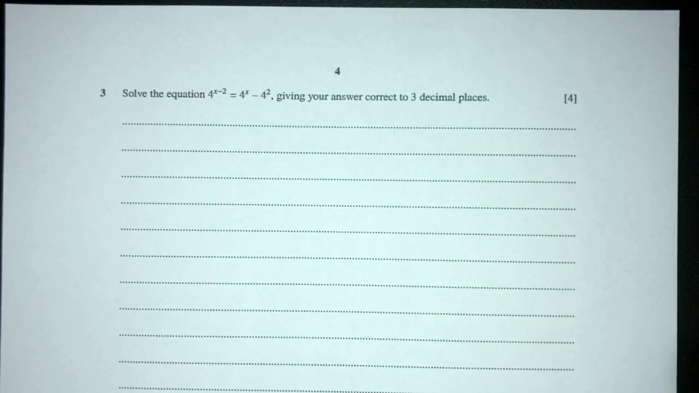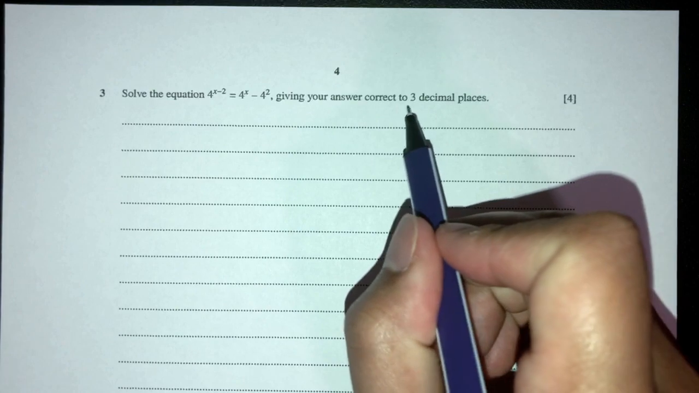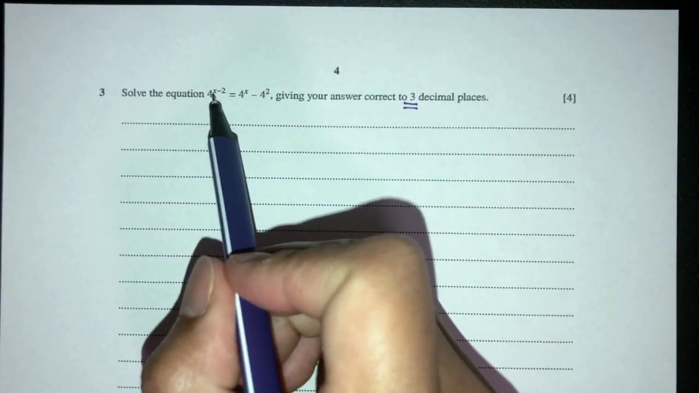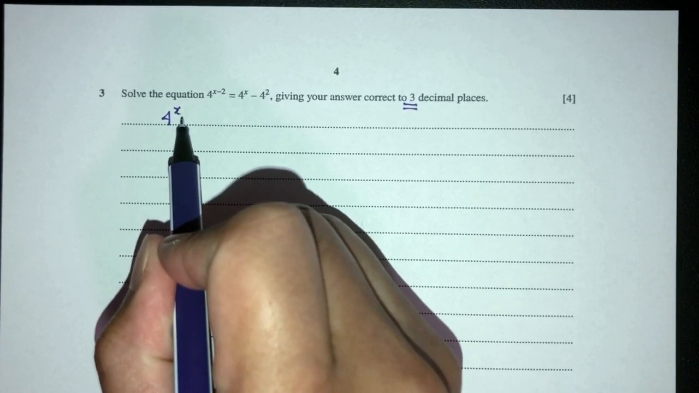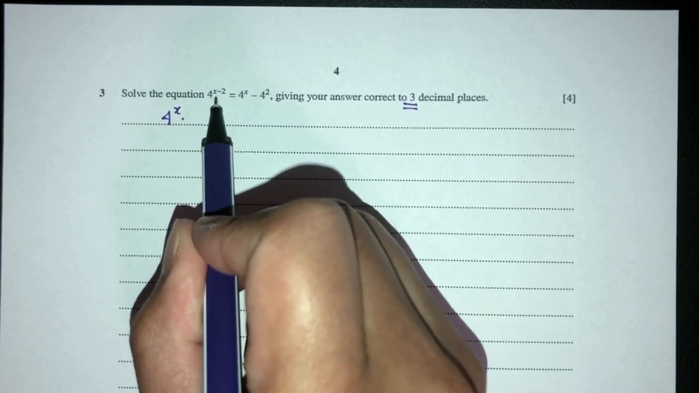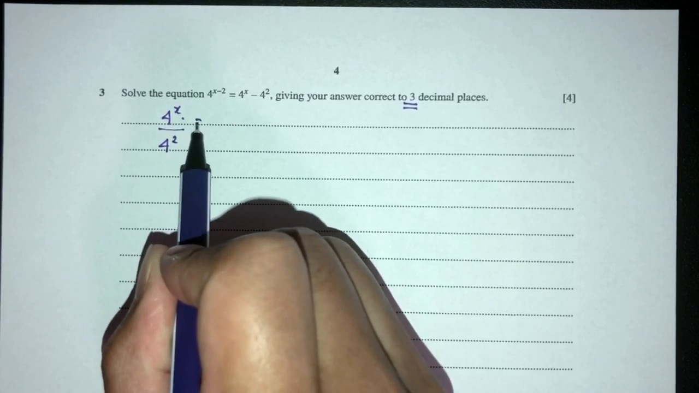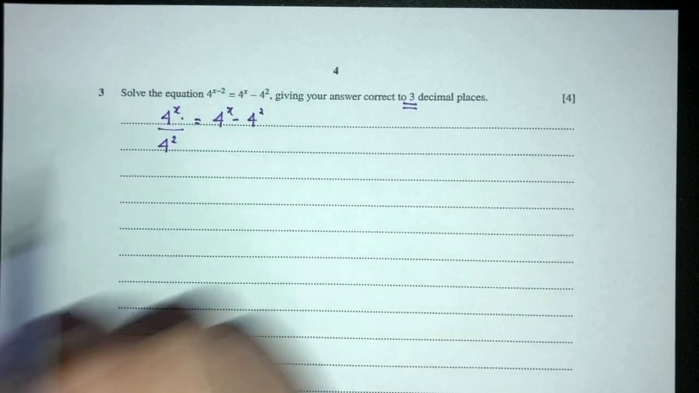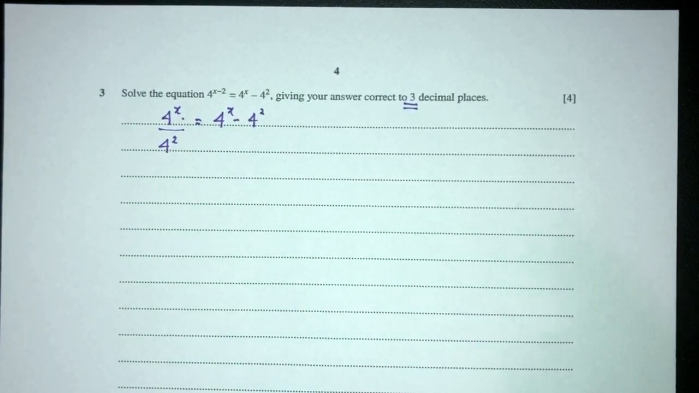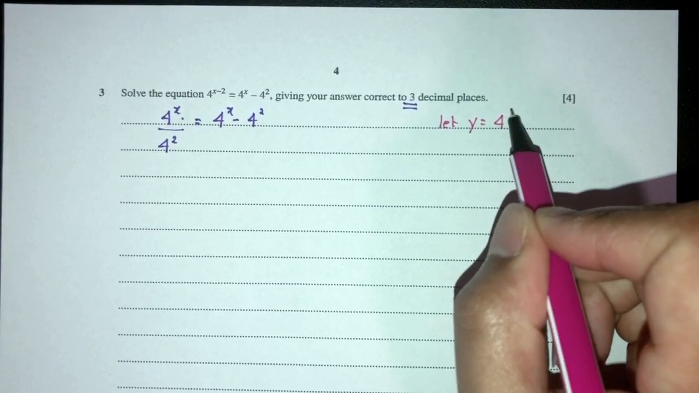Now let's move on to question number 3. We have to solve the equation, so basically finding the value of x correct to 3 decimal places. First we can break this down by the laws of indices. This should be 4 power x divided by 4 power 2, because here we have minus, is equal to 4 power x minus 4 power 2. Now something we can do here to help us out is let y equal to 4 power x.